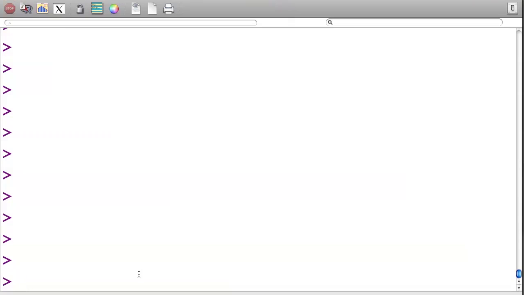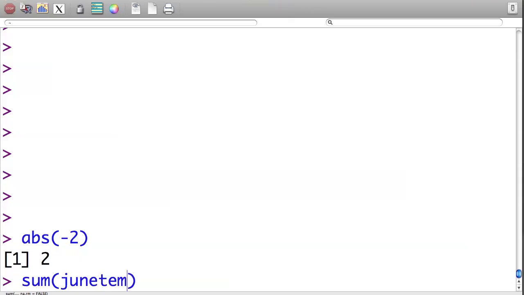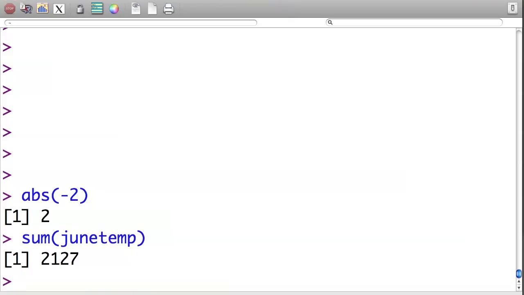To use functions in R, you type the function name followed by the input, surrounded by parentheses. So if I wanted the absolute value of -2, I would type abs followed by -2 surrounded by parentheses. Most functions in R have self-explanatory names, such as the sum function, which will add up all the numbers in a vector. The length function, on the other hand, will count how many elements are in the vector.